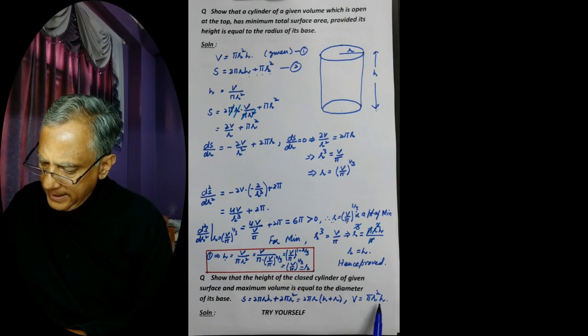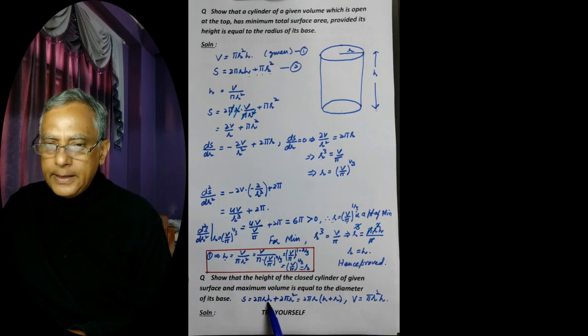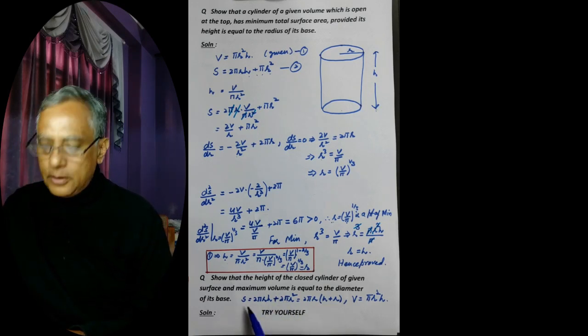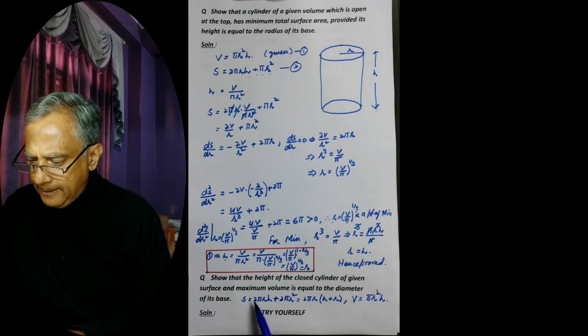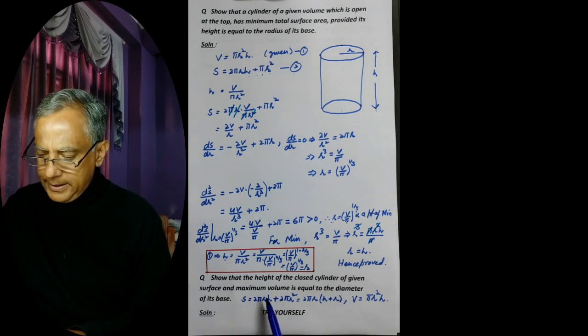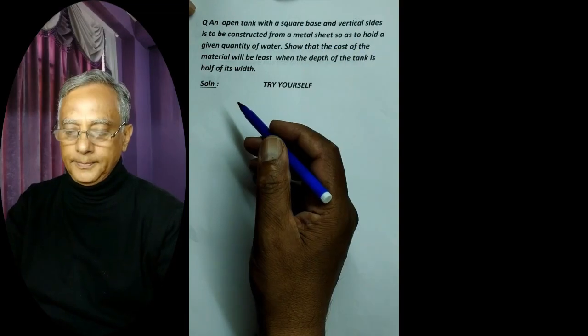Now we have to minimize s subject to this condition. From here find h is equal to v by pi r square, and put it here. We will get a function of single variable. Now differentiate ds by dr and equate it to 0 to get the point and complete the question. You can try it yourself.